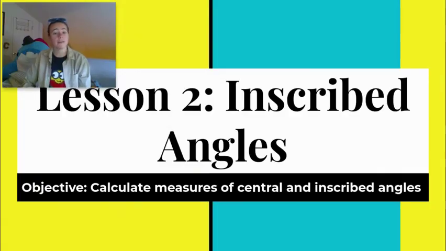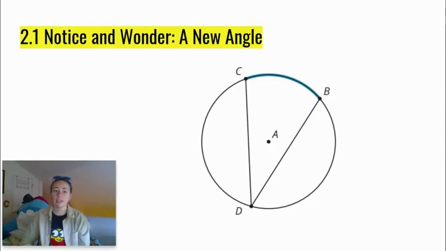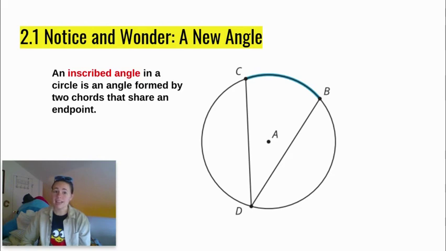Today, we're going to talk about something called inscribed angles. Let's see what those are. Notice and wonder. You guys know how much I, Mr. Vasquez, love a good notice and wonder. Unfortunately, we can't really do this online, but this picture is a perfect example of an inscribed angle. An inscribed angle is an angle written in a circle. The key thing you're looking for is that the vertex of the angle is on the circle.